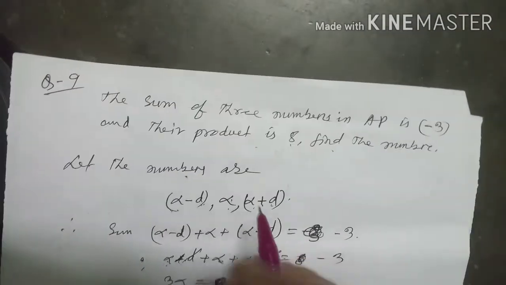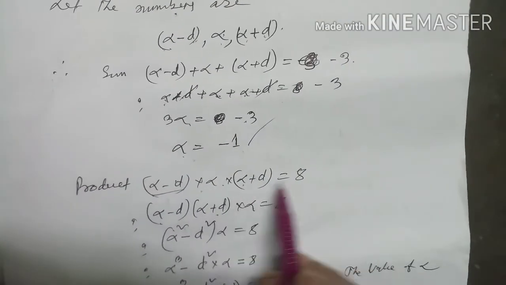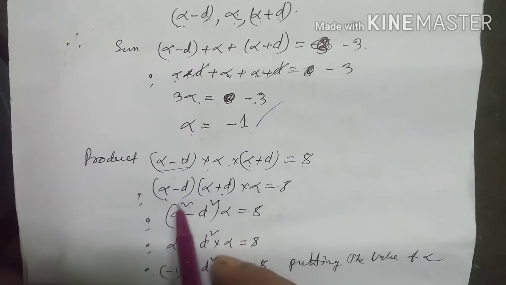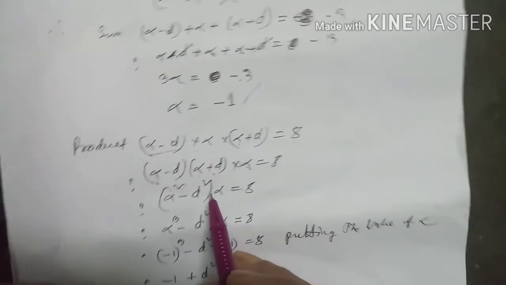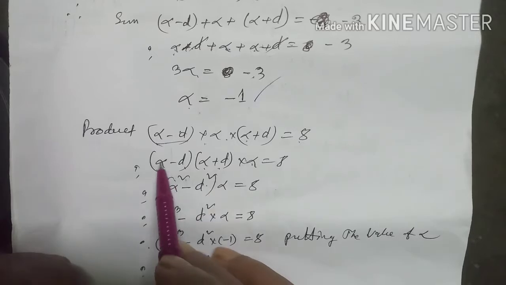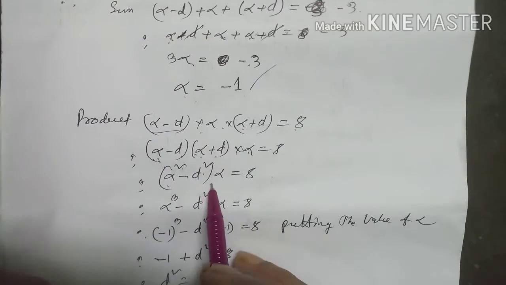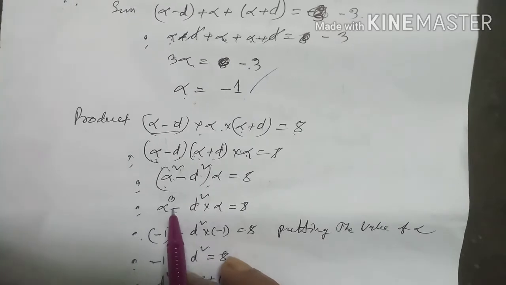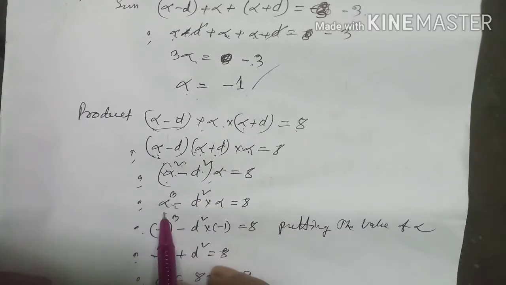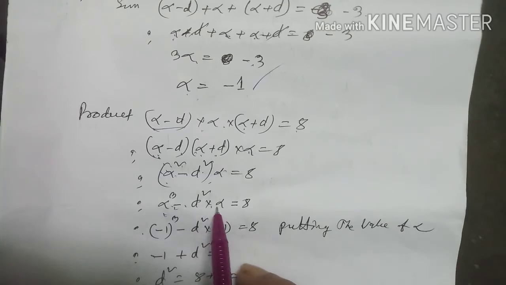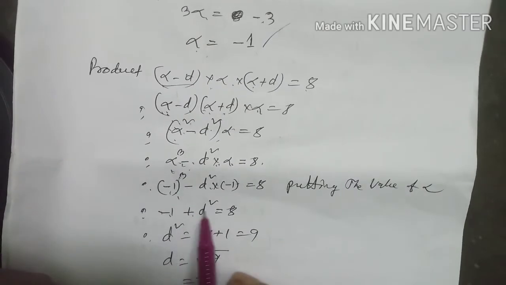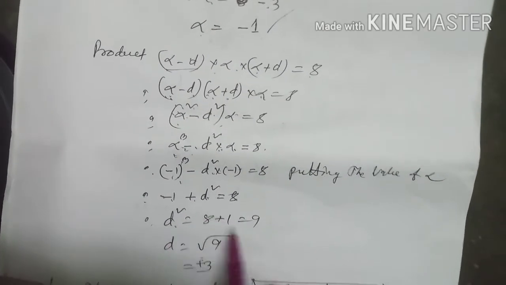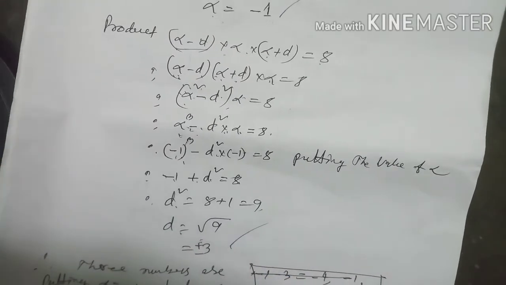Now according to the question, the product of the three numbers is 8. So we have alpha minus d into alpha plus d into alpha. That means a plus b into a minus b, we can write as a square minus b square, so alpha square minus d square. Multiplying this, alpha into alpha square minus d square. Putting the value of alpha, minus 1 into minus 1 minus d square equal to 8, d square equal to 9, that means d equal to plus or minus 3.